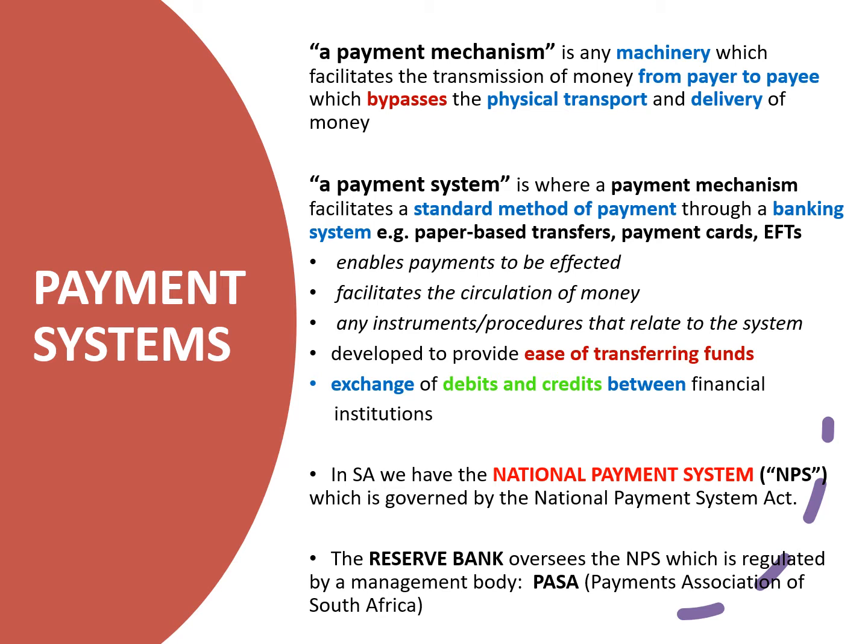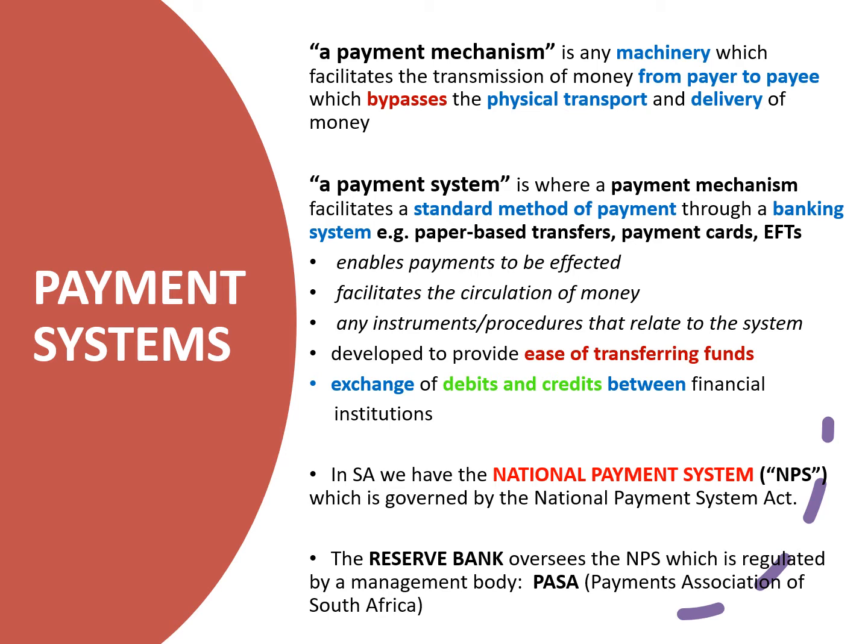A payment mechanism is defined as any machinery which facilitates the transmission of money from payer to payee, which bypasses the physical transport and delivery of money. What this means is when we pay by cash, we have to physically transport and deliver the notes and coins with which we want to make payment. So any mechanism that is able to effect payment from a payer to a payee without actually physically delivering cash is then known as a payment mechanism.